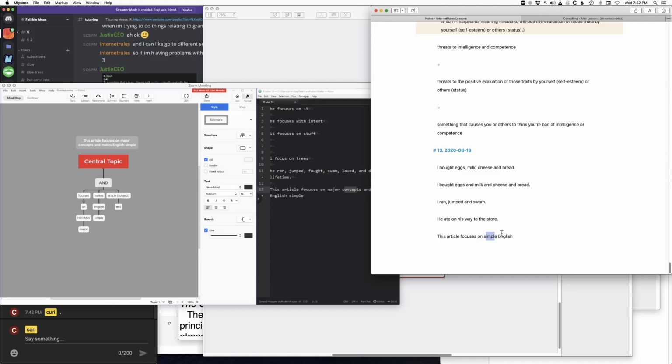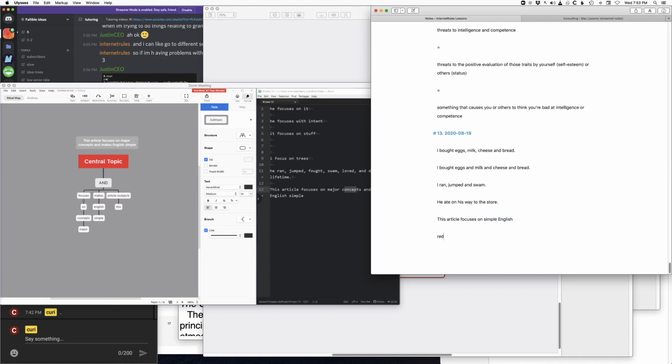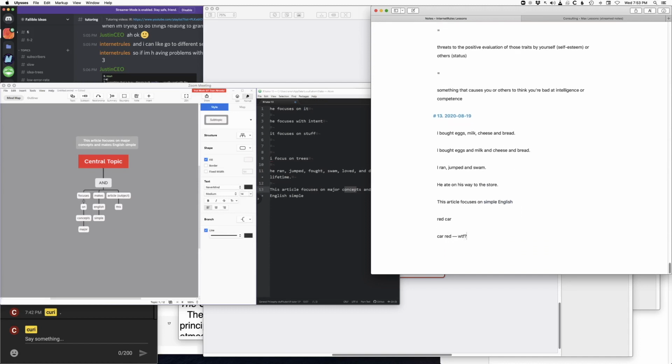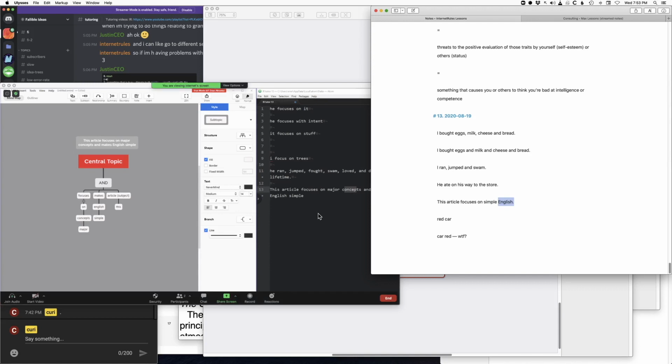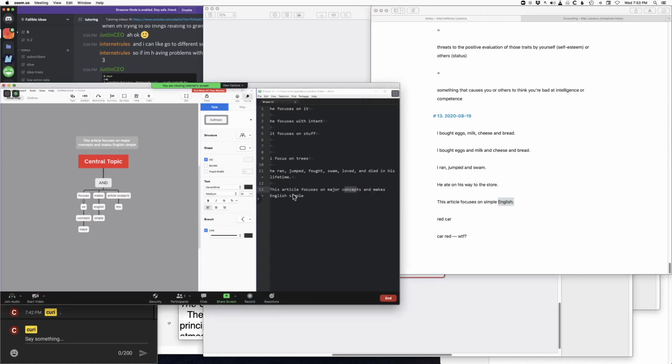Wait, so would simplified be an adjective? You could have simplified English. The issue is not the word. See, in this sentence, simple is an adjective modifying English. But when you have an adjective, it goes before the noun. It's to the left of the noun, like red car. You don't say car red. Makes English simple. So yeah, simple can be an adjective that modifies English, but if it was, it would go before English instead of after.